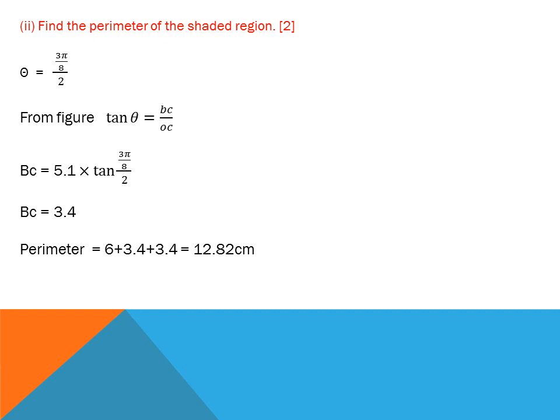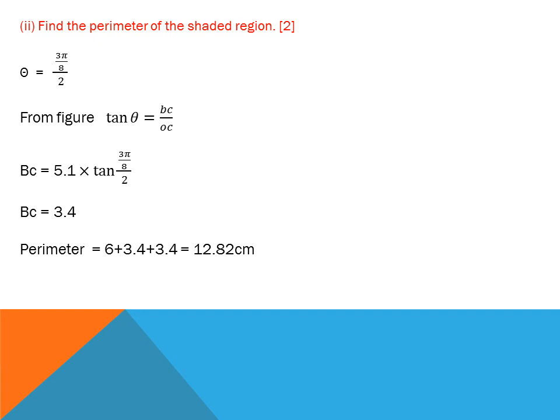The shaded region is CACB. When I divide this figure into two triangles, one triangle is OAC and the other is OBC. From the figure, tan theta is equal to BC over OC, because one is the perpendicular and one is the base. So tan theta is equal to perpendicular over base. Here I found that BC is equal to 3.4.